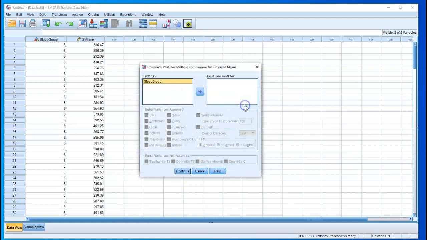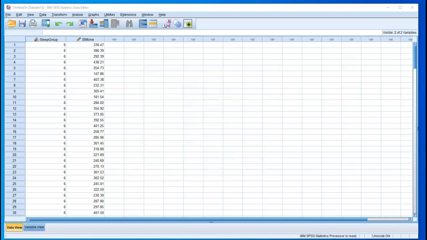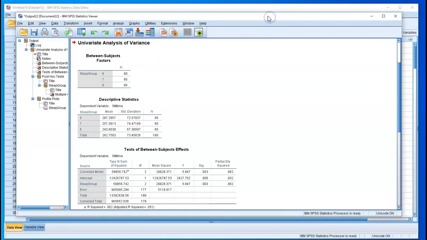Under Post Hoc, we're going to need to move our factor into the Post Hoc Tests For box. We're going to ask for sleep group, which was our groups. And we want the LSD test. The equal variances assumed LSD test there is the Fisher test. And then say Continue. After you've done all of that, you can click on OK. And that will give you your output for the univariate ANOVA.